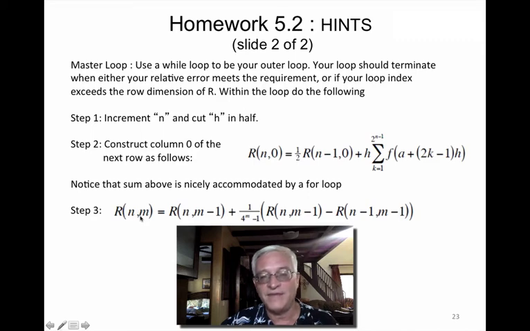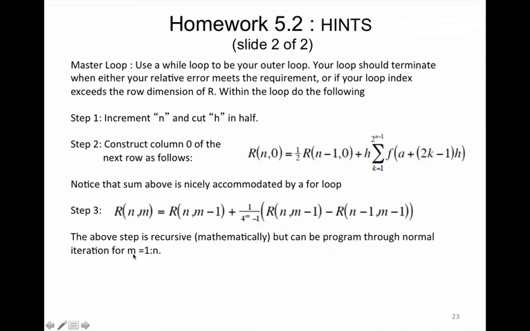At the end of that loop, that is when you need to check for relative error to see if you have dropped below the 10 to the minus 12th requirement. So your m does loop from 1 to n on this inner for loop.